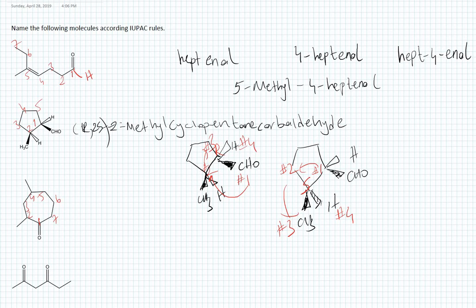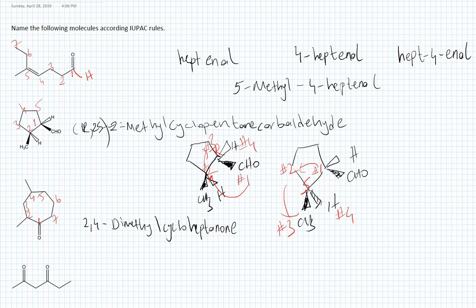And at the 2 and the 4th position we have a methyl group. So let's write the name: 2,4-dimethylcycloheptanone. So this is a ketone. It has to end with the suffix -one.